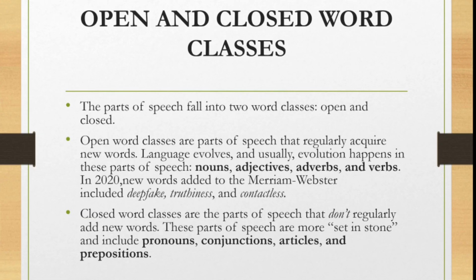Open and closed word classes. The parts of speech fall into two word classes, open and closed. Open word classes are parts of speech that regularly acquire new words. Language evolves and usually evolution happens in these parts of speech. They are nouns, adjectives, adverbs and verbs.